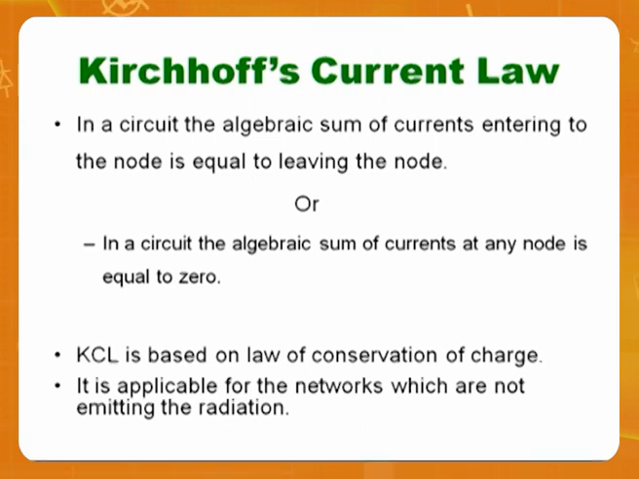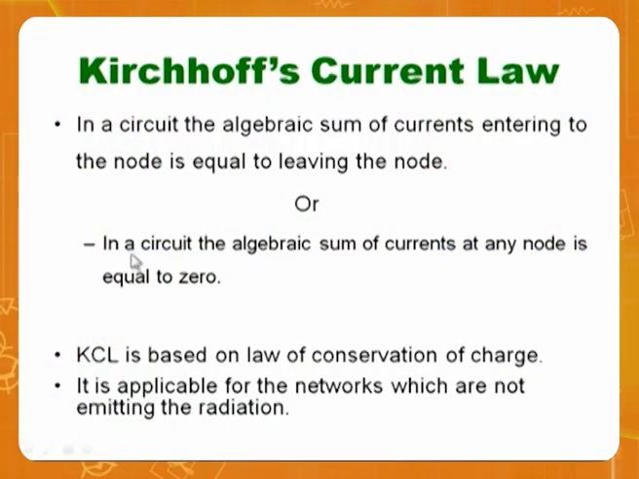It indirectly says no current is lost, no current is gained. And that is again talking about the law of conservation of energy. It is just like saying some water is entering and the same water is leaving. If some water is lost within, we cannot use this technique. So therefore, another way of telling: in a circuit, the algebraic sum of currents at any node is equal to 0. So there are two ways.